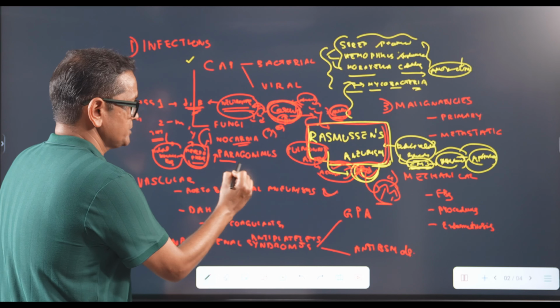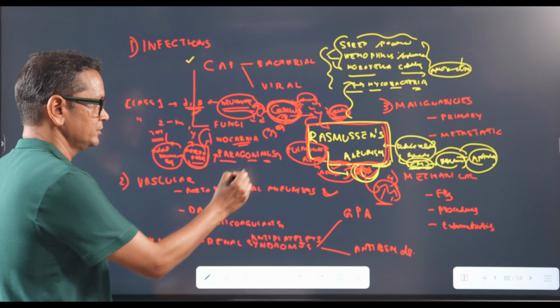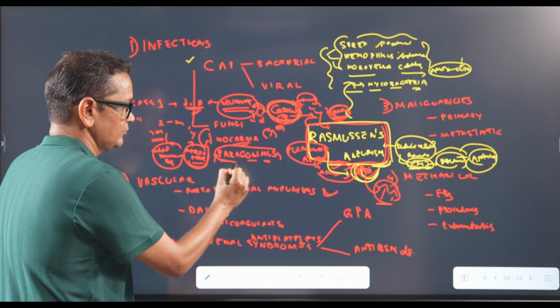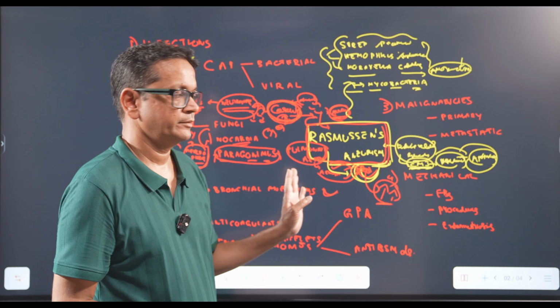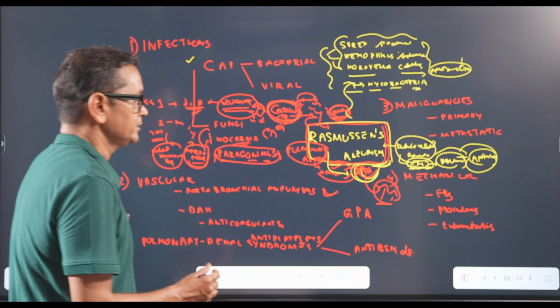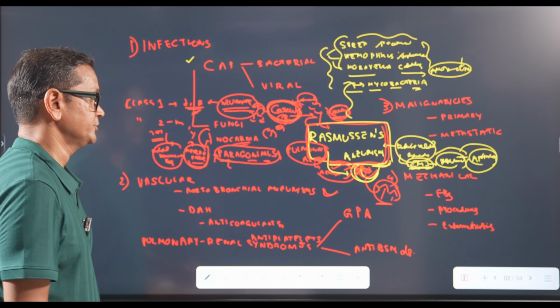Last one, which is not present in India, but of course in China and among those who are migrating to the Western world, is this liver fluke, Paragonimus. Of course, we can neglect this, if at all you don't want to go to the US after writing USMLE.